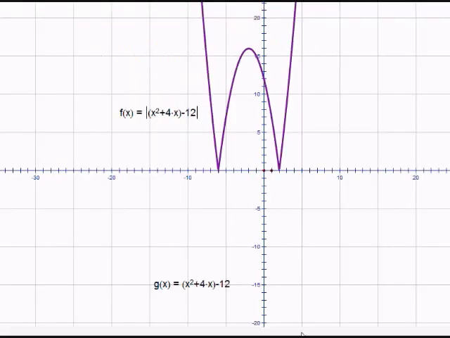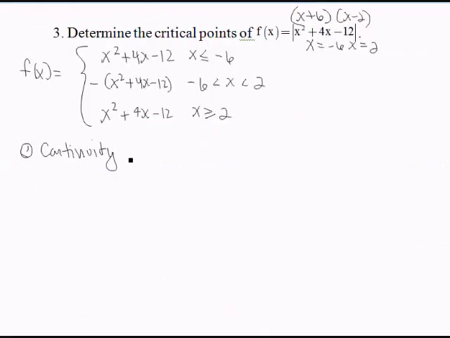Well, we can just look at the graph and notice that it is continuous because we just saw that it was a parabola that got flipped over. So continuity is maintained, so therefore there's no critical values gained by discontinuities.